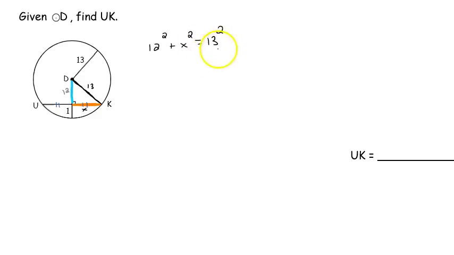Go through the process of solving. 13 squared, subtract 12 squared, I get 25. X squared equals 25, which means that x is equal to 5. But x is not what I was solving for. I just found this orange segment. We know these two segments must be congruent because the radius is perpendicular to the chord. If x is 5, this segment's 5, and segment UK is 10.